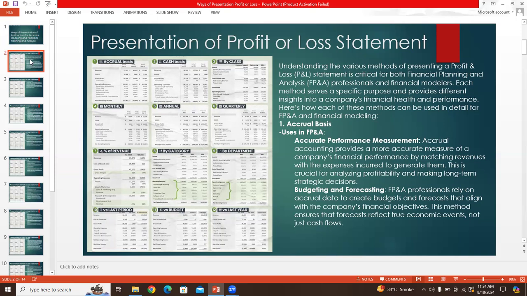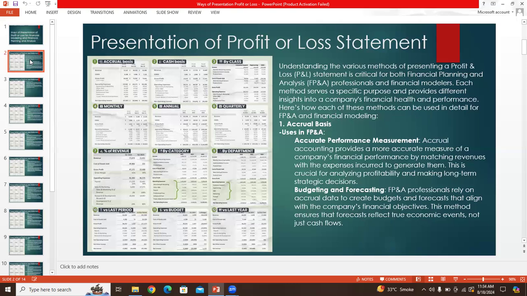Let's see the basic background for the profit and loss statement. It explains that understanding the various methods of presentation of a profit and loss statement is critical both for financial planning analysis professionals and financial modelers. Yes, as it's an important component of a financial model, it's an important component of financial statements. So we need to understand it deeply.